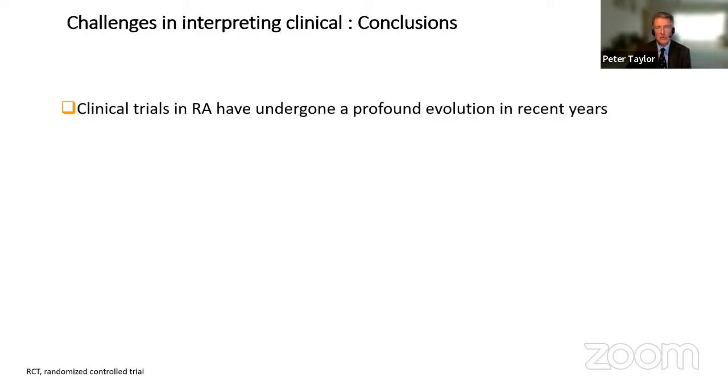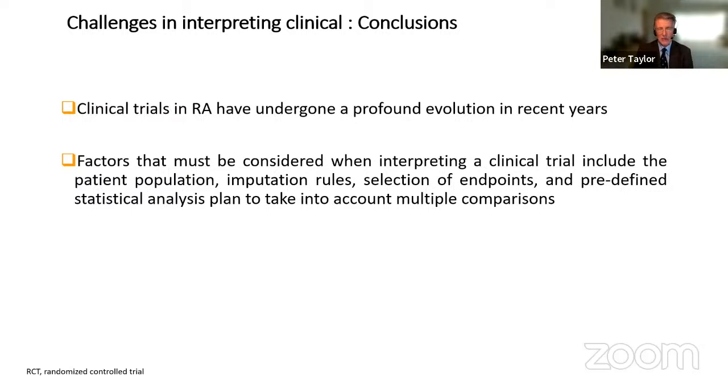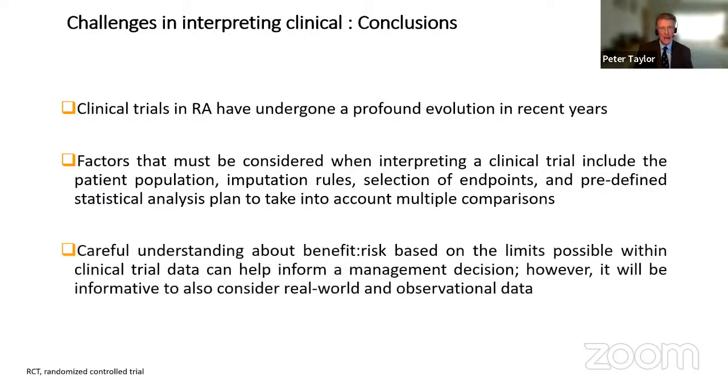So to conclude this part of our live forum, what we've seen is there's been a huge and profound evolution in the design of clinical trials over recent years. And we have to take into account multiple factors when we as clinicians interpret these clinical trial designs. It includes the patient population that's included, the imputation rules that are set at baseline, the selection of endpoints, and whether or not there's a predefined statistical analysis plan, and also whether that takes into account the comparisons for multiplicity corrections. And by carefully understanding what the trial tells us about benefit and risk, this is based on the limits possible within clinical trial data, but it can help us to make a management decision.